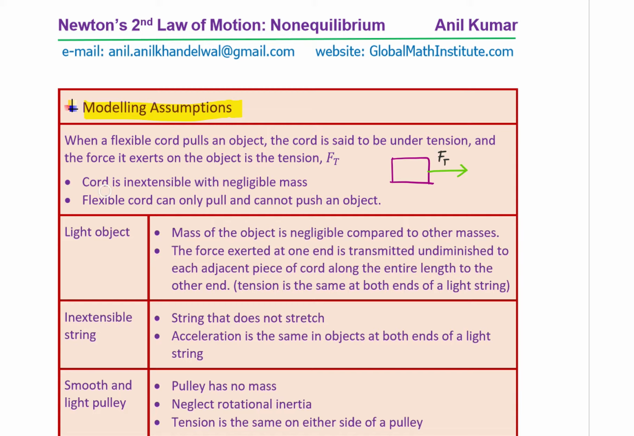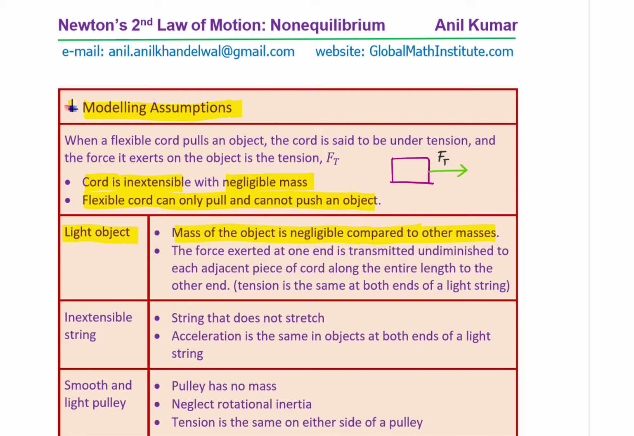So what are the assumptions on the cord itself? The cord itself is inextensible and it is with negligible mass. That is important to understand, right? A flexible cord can only pull and cannot push. So when we use the term flexible, we're trying to pull it, right? We cannot push the object by a flexible cord, right? This is important to understand. It's not a rigid body. Now, clearly, a light object means what? The mass of the object is negligible compared to the other masses. Then we say it is light, right?